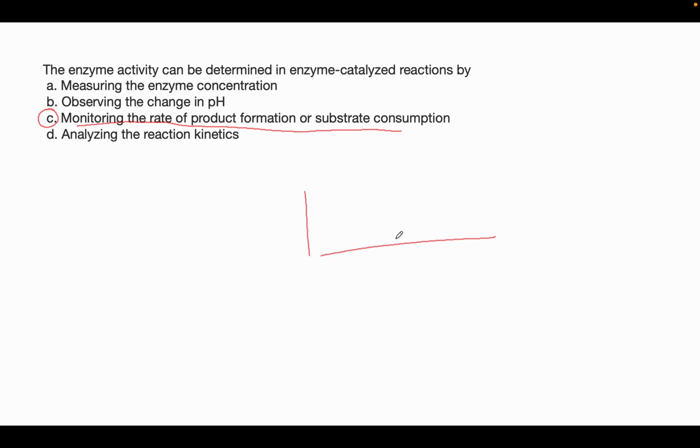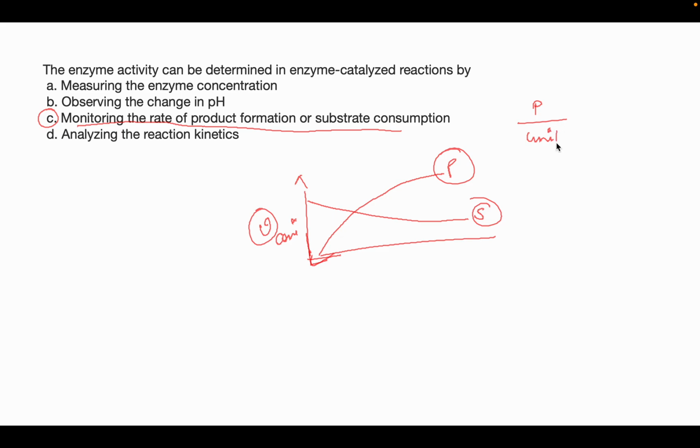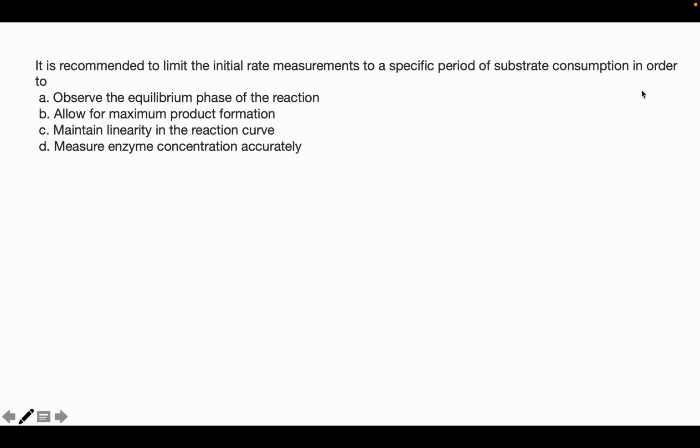In an enzyme catalyzed reaction, we could either measure the formation of product or we could measure the depletion of the substrate. Either way it will give us the enzyme activity, that is velocity. On the y-axis we have concentration, so it will give us the activity. Activity is nothing but either product formed per unit time, or substrate utilized per unit time. So that is the rate of product formation or substrate consumption.